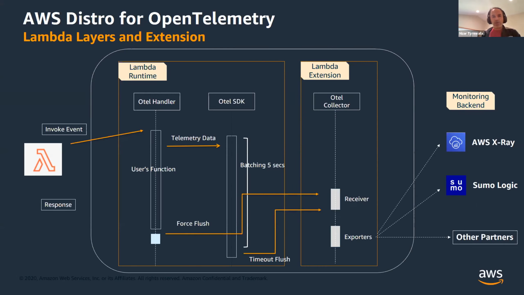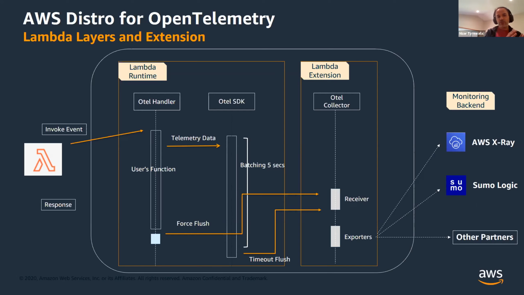Now, let's say we end the execution of the function. So the function execution is completed. What we do is we do a force flush even if the timeout is not reached, so that we ensure that the data that is being collected or buffered is flushed out and we don't lose the data. So we do a force flush.